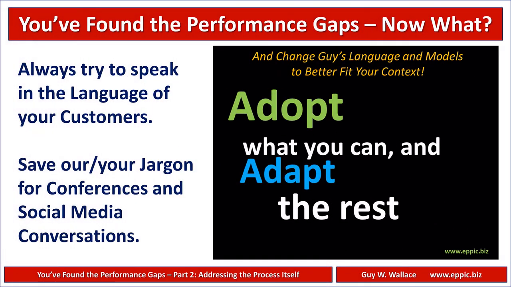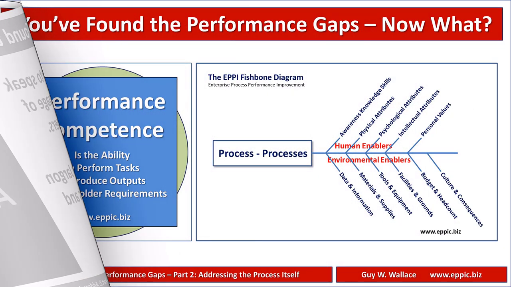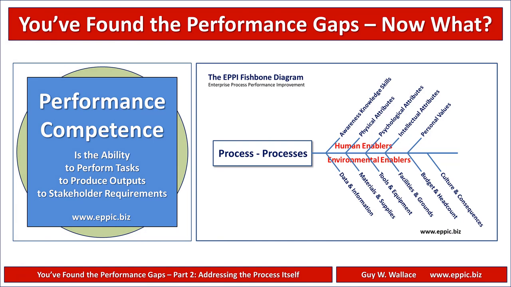Now, this is the same warning as last time. You may need to adopt what you can and adapt the rest. You may need to change my language and models to better fit your context. Again, performance competence is the ability to perform tasks, to produce outputs, to stakeholder requirements. And this is my EPI fishbone diagram. It allows me to look at the process itself, the environmental enablers, and the human enablers.